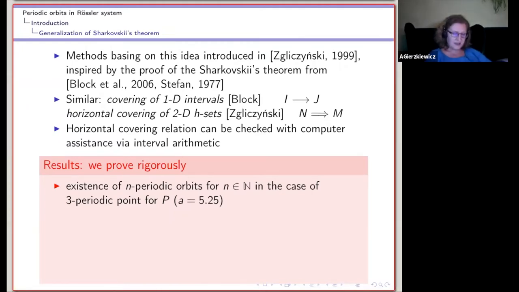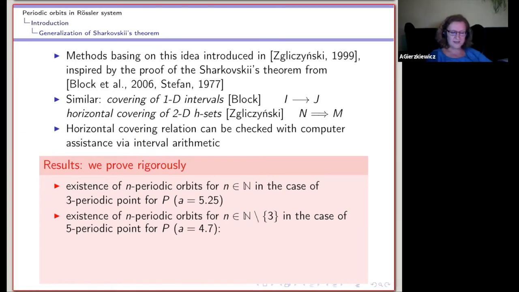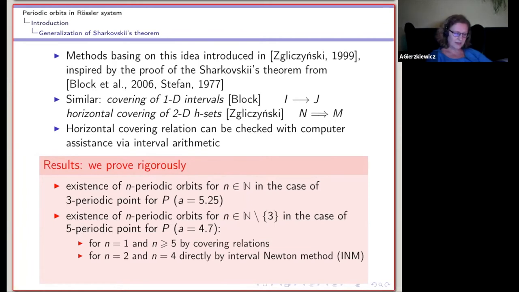So we have proved the existence of all natural periods for the case A equal to 5.25 with three periodic orbit, as Sharkovskii theorem says. And we also proved the existence of almost all natural periods, except three. Exactly how it would be expected from Sharkovskii theorem. We have used different methods, mostly covering relations, as I said, and also interval-Newton method for the cases n equal to 2, n equal to 4. And also we used interval-Newton method to prove non-existence of any three periodic orbits in the area of the invariant set. So these are our results.